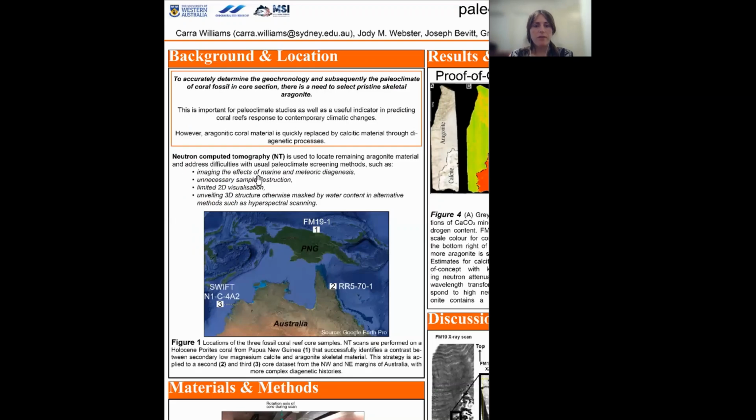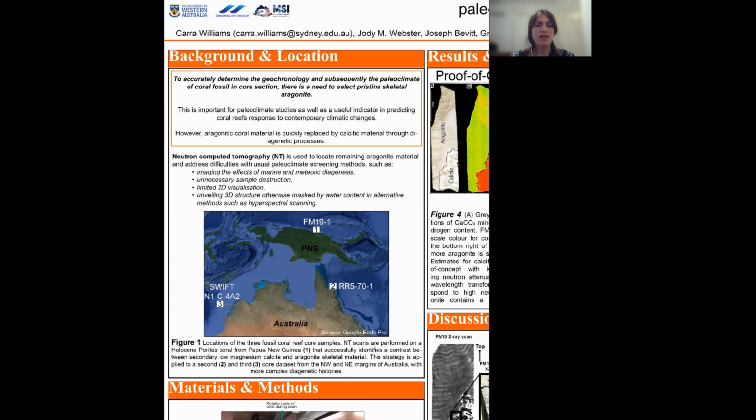So just to provide a bit of background, the primary aragonite material in fossil coral cores can be used to provide ages in core samples and to reconstruct past sea level histories and provide information on past oceanographic conditions such as seawater chemistries and sea surface temperatures. This is important for paleoclimate studies as well as a useful indicator in predicting coral reefs' response to contemporary climatic changes.